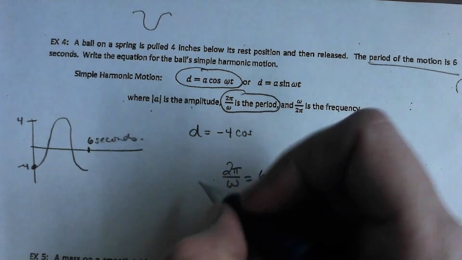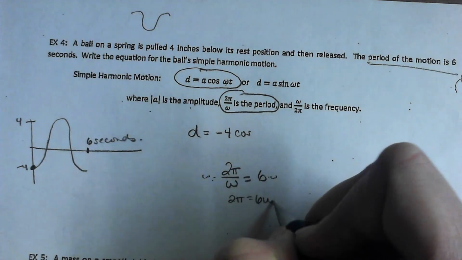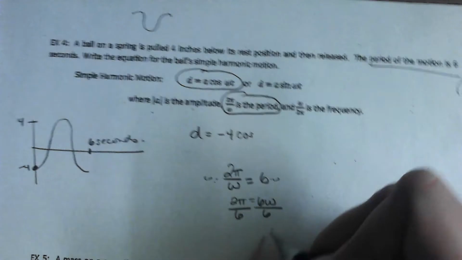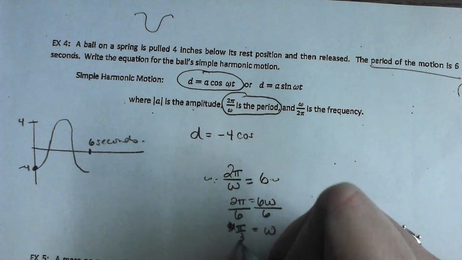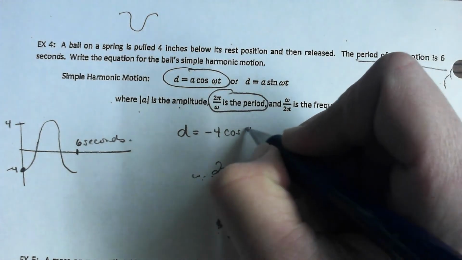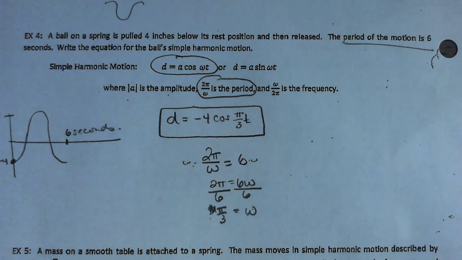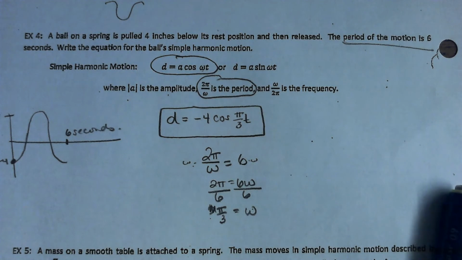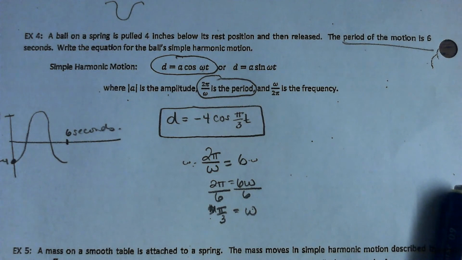So solve for that. Divide by 6, and that equals pi over 3. Nothing new there, just different variables, just because it's this simple harmonic motion. Probably comes from physics, to be honest with you.